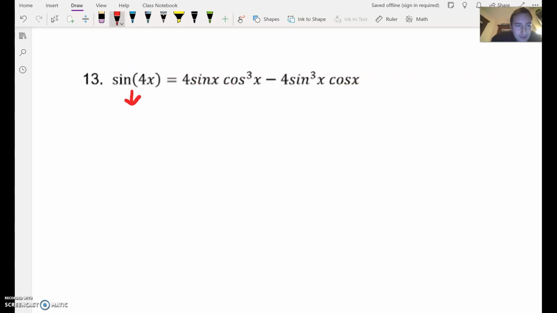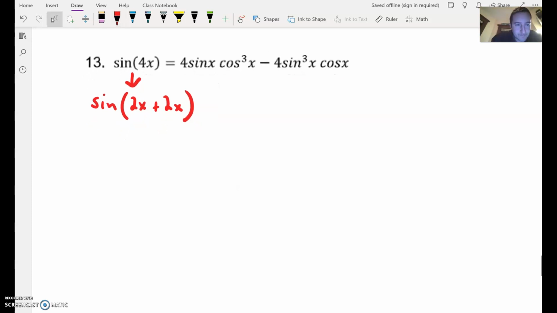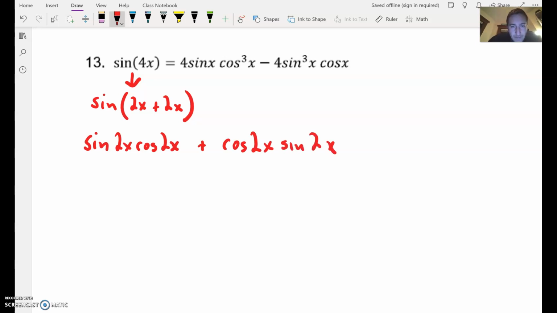First thing I do, sine of 4x is actually sine of 2x plus 2x. Remember, every problem I do today on this assignment, I'm using the sum and difference identities. That expands to sine of a cosine of a. Does it match when sine is plus? It matches, yeah. So plus cosine of a sine of b.